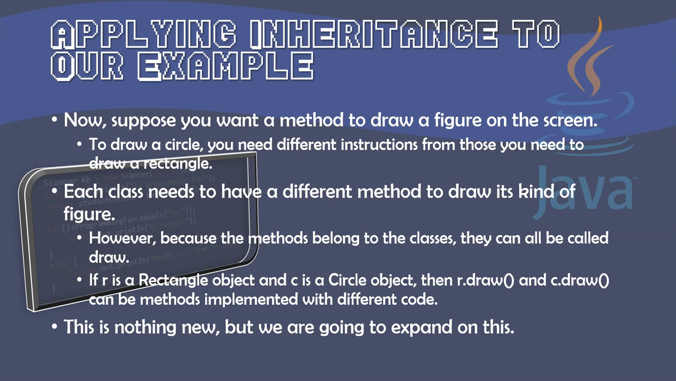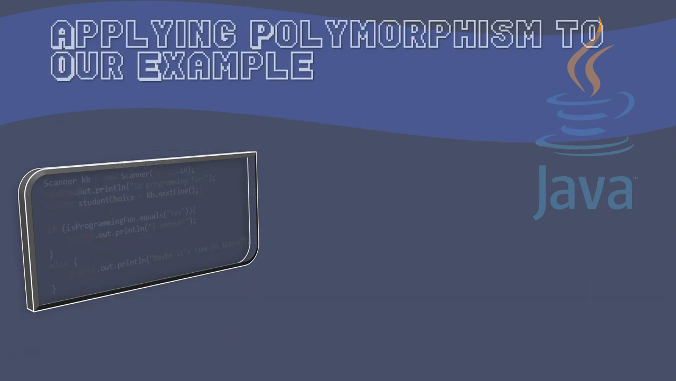This is nothing new to us. We've seen this already before, but we're going to expand on this a little bit to give us that good, strong, foundational understanding of how and why this works. So this is where polymorphism starts coming into play with this example.